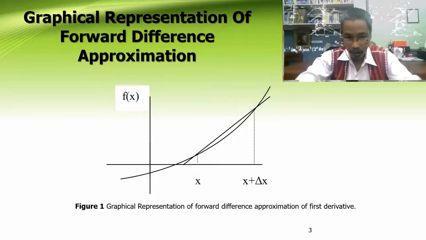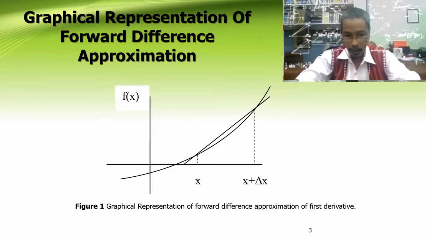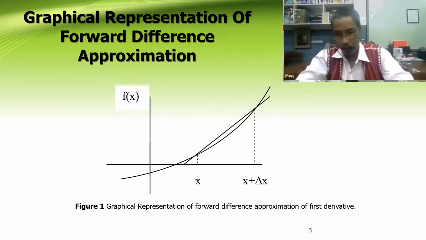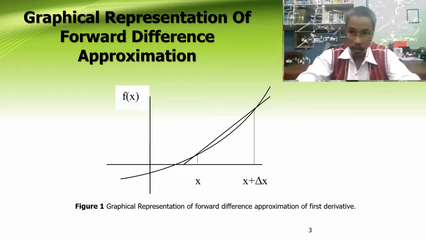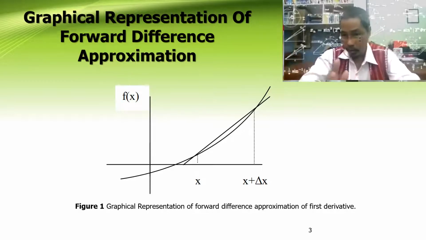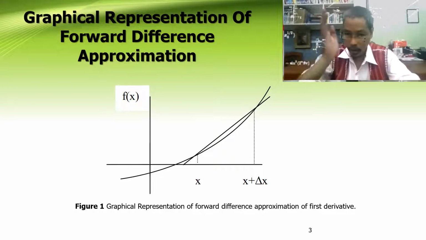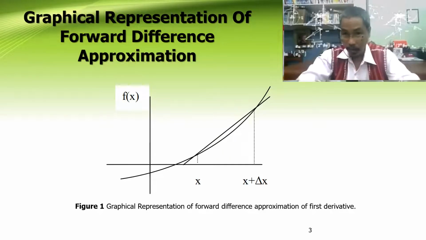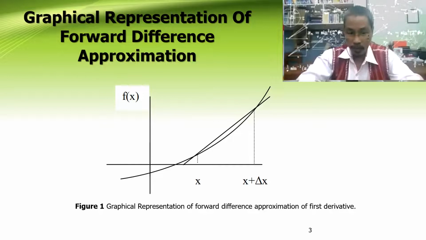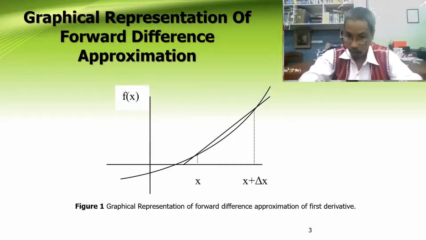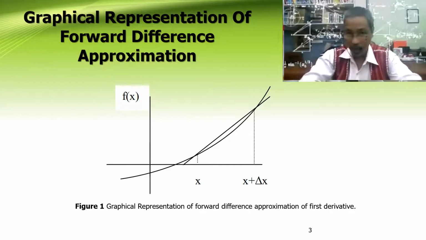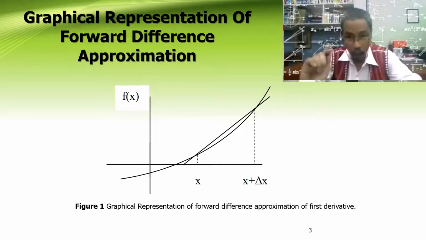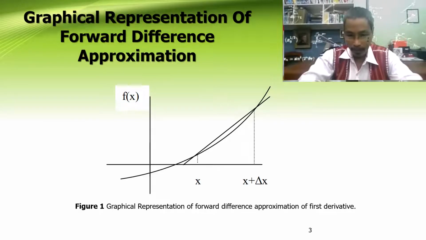Okay, so this is a graphical representation of the forward difference approximation of the first derivative. It is clear that you know calculus, geometry, and trigonometry. The first derivative is just a slope, so you can calculate the slope graphically, and you can also calculate it numerically. Okay.